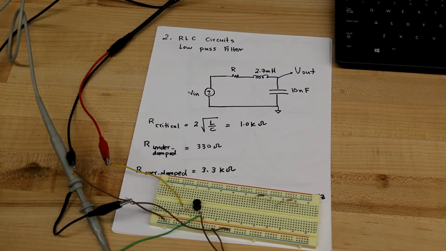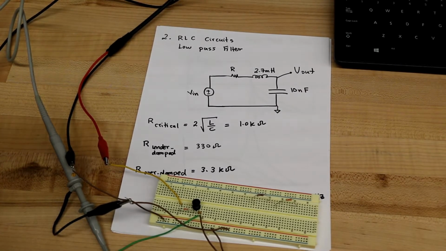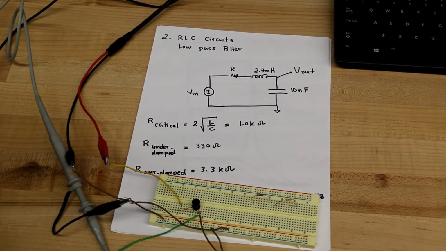For the second circuit, it's the RLC circuit, the low pass filter. The input is connected to a resistor and in series with an inductor and a capacitor. We'll be using the same inductor and capacitor values we used in the first problem. So I used a 2.7 millihenry inductor and a 10 nanofarad capacitor.